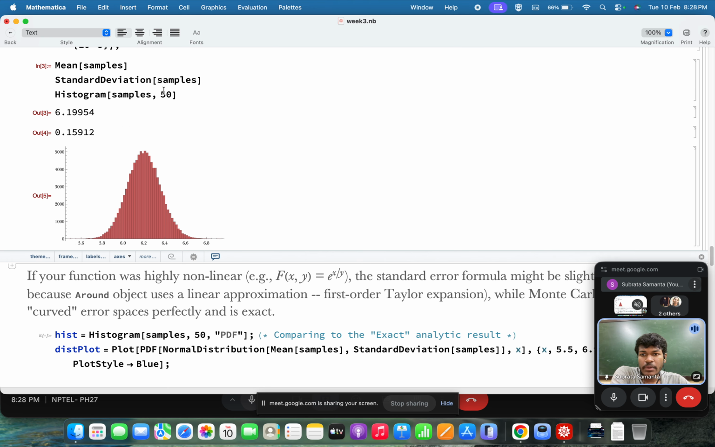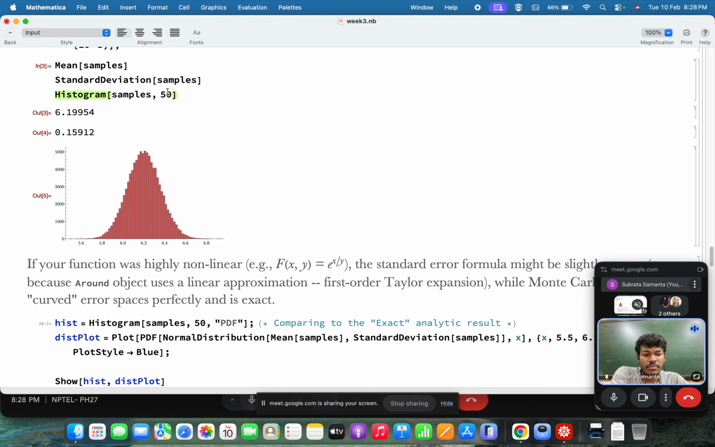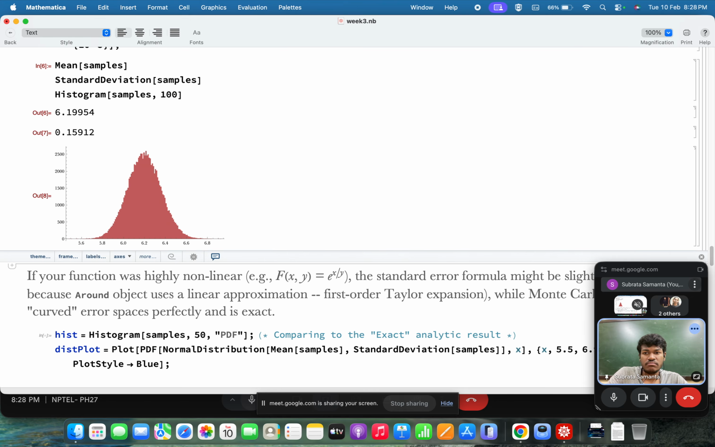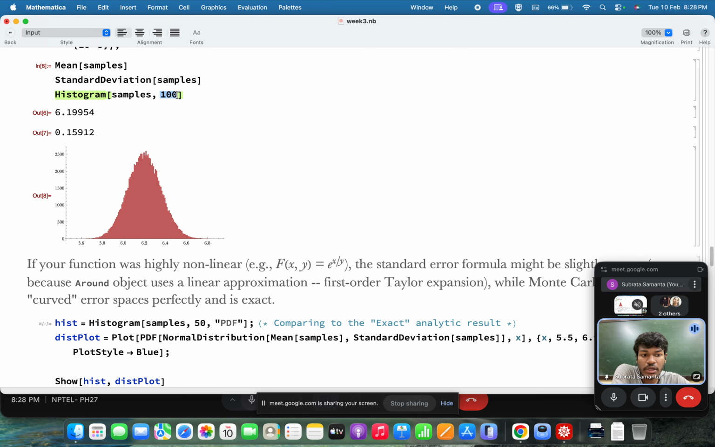So, I am performing a 50 bin. You can also increase the bin size, let us say 100. So, you can do that. This is the bin size, the total number of bins.